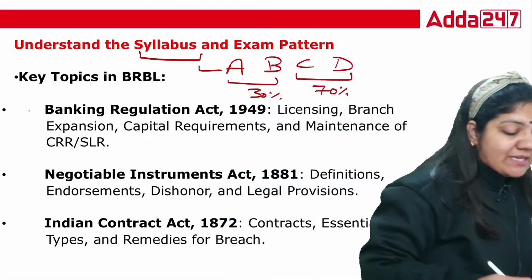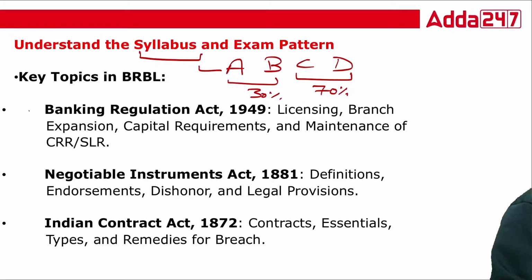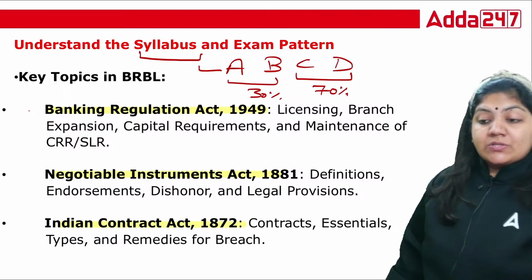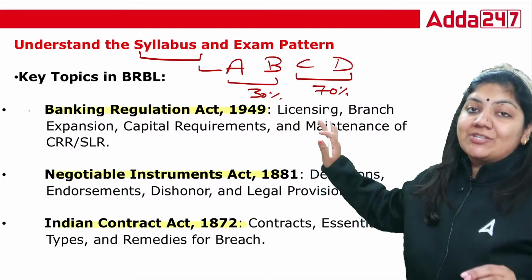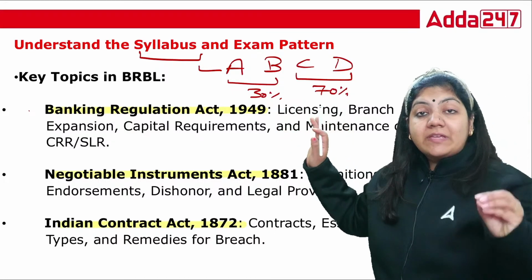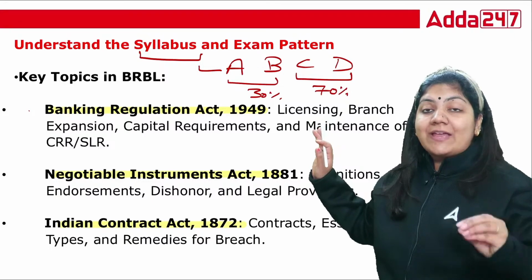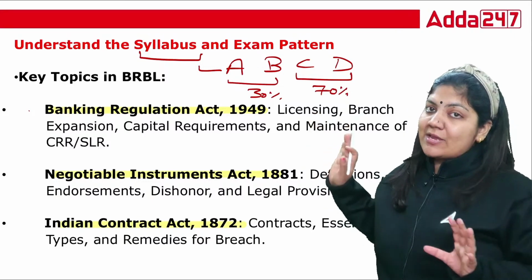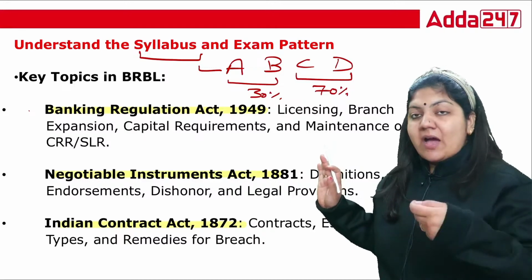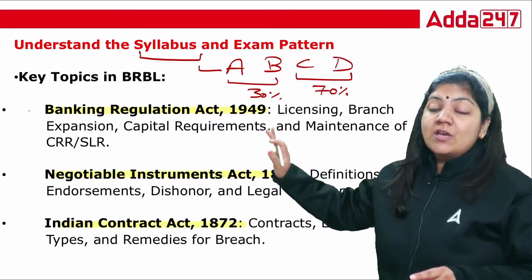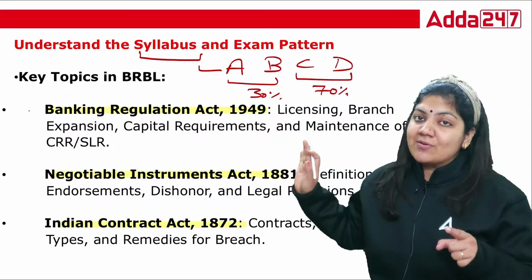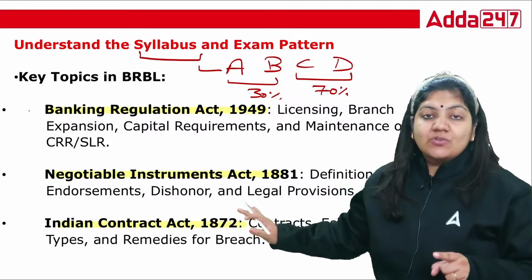So the key topics in BRBL are the Banking Regulation Act, the Negotiable Instrument Act and the Indian Contract Act, because many questions are asked from these acts. In the Banking Regulation Act, every bank has to follow the rules, regulations and guidelines. SBI, RRBs and Cooperative Banks have a separate act, but they still have to follow the rules and regulations of the Banking Regulation Act.